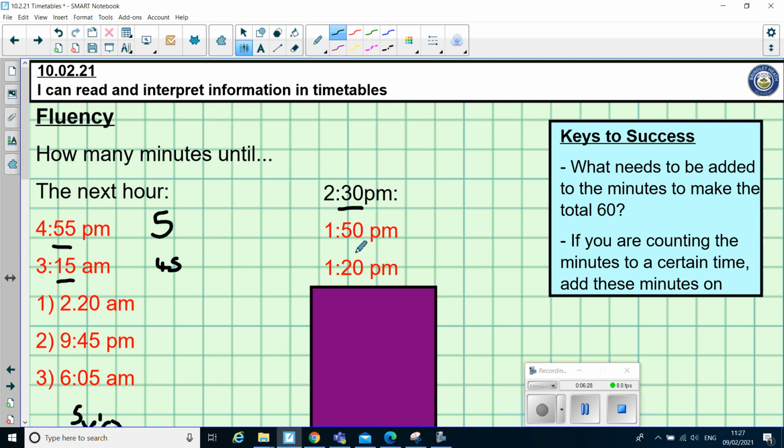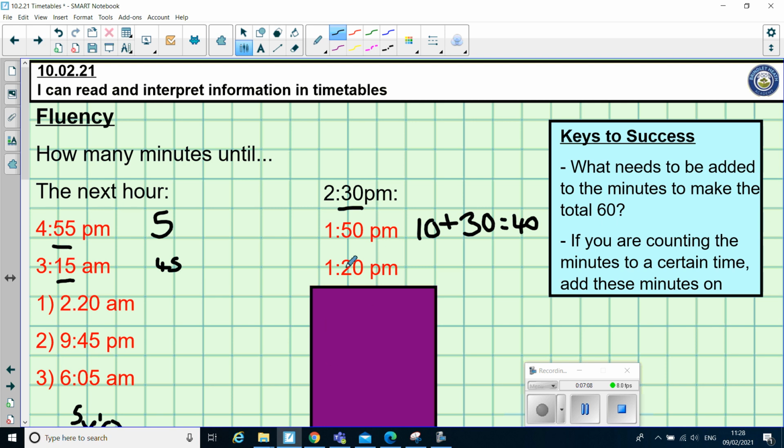So 1:50 p.m., and I want to know how many minutes it is till 2:30 p.m. First of all, I do like I did over here. I need to work out how many minutes to make it up to the 60. Well, it's 10, isn't it? So if I add 10, that's going to take me to 2 p.m. Then I need to add this 30 minutes on here as well, because I don't want the time to be 2 p.m. I want it to be 2:30. So I take my 10 minutes that I need to make it to 2 o'clock, and then I add my 30 minutes that I need to make it to 2:30, which gives me a total of 40 minutes. So if the time is 1:50 p.m., it's 40 minutes until 2:30 p.m.